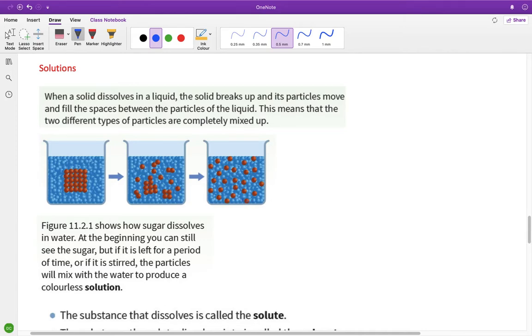So a solution is when I take a substance, in this case sugar, and place it into a different substance, in this case water. Because the water will allow the sugar to dissolve, we say it's soluble, and it will form a solution, where the sugar particles are all mixed in with the water particles.